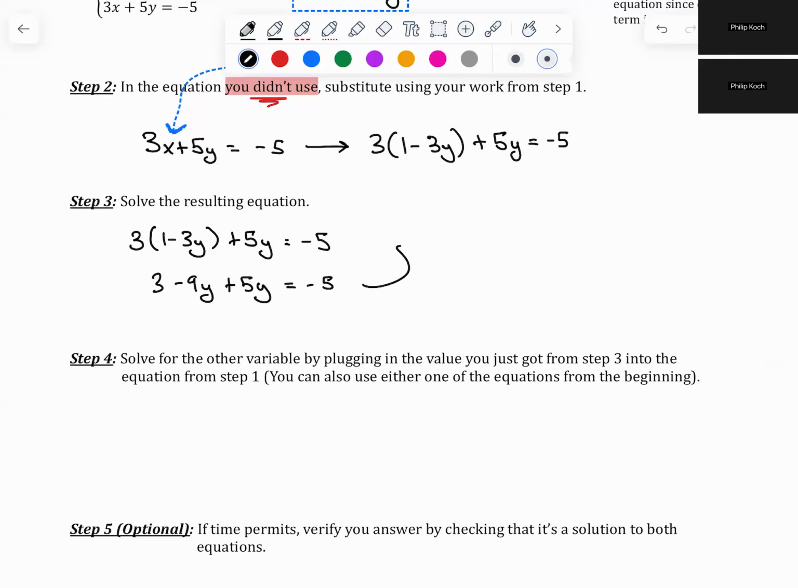Well, that will give me -4y equals -8, which gives me y equals +2. And I'm going to underline it. You don't have to, or you can highlight it. I highly recommend doing so.